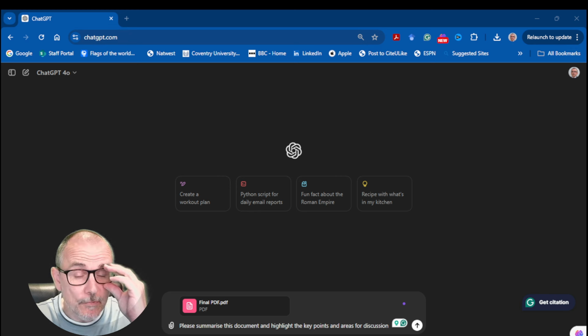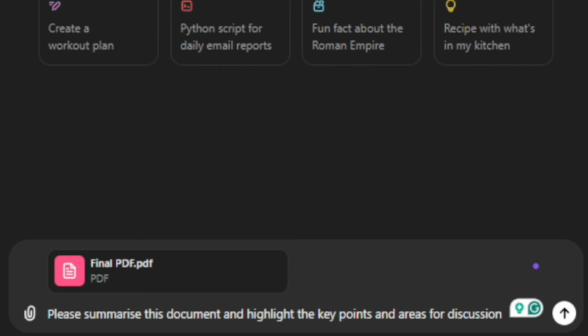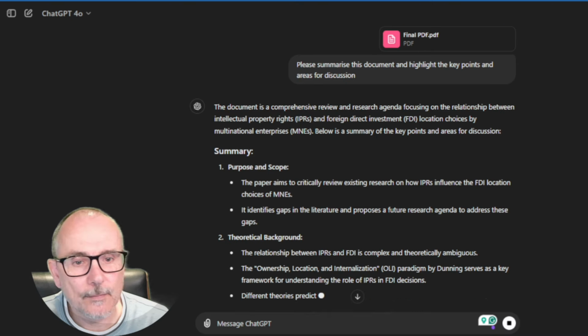Let's look at that. One of the things you can really use AI for, that will save you loads of time and make real sense for you as a student, is to use it to summarize documents. So here is a journal paper, and I've created a prompt that says, please summarize this document, highlight any key points and areas for discussion. See what we get. And there we go.